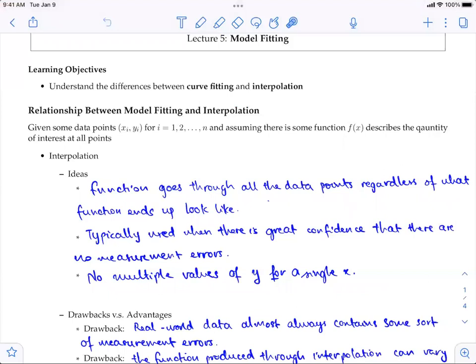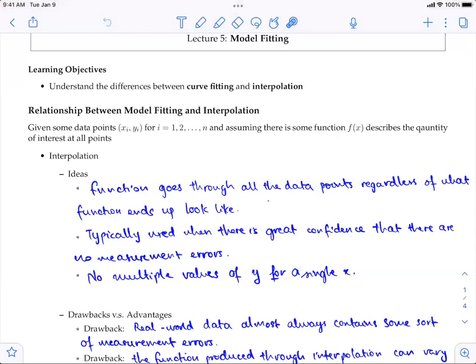All right, so interpolation is typically used when there is great confidence that there are no measurement errors, right? When you collect data, when you make observations, when you make measurements, there's always human error or some measurement error involved. So if you are confident with the measurements that you make or with the observations that you collect, then you can just use interpolation, because the idea for interpolation is that the function goes through all the data points and you are confident with the measurements or the observations of these data points.